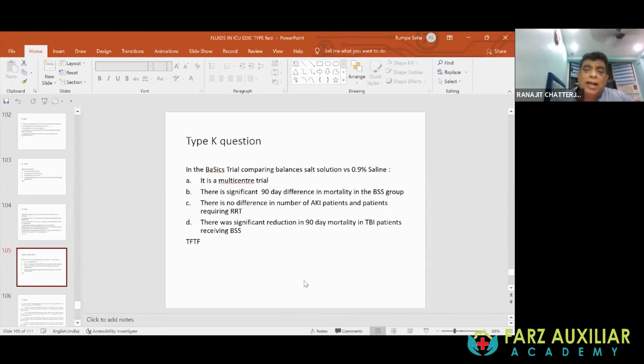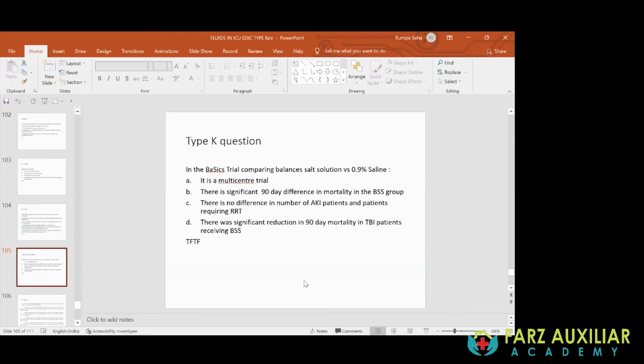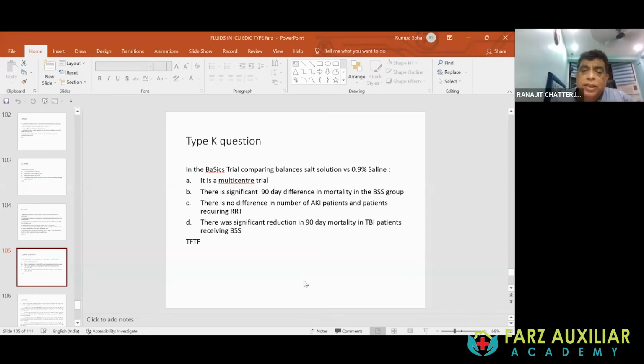So they can give you a question like this. BASICS is a trial because it is the latest one that has come up. It's a multi-center trial. Is there a significant 90-day difference in mortality in the BSS group? No, there is no difference. There is no difference in number of AKI patients and patients requiring RRT. Is there a significant reduction in 90-day mortality in TBI patients receiving BSS? No, in TBI patients receiving normal saline, there was a significant change.